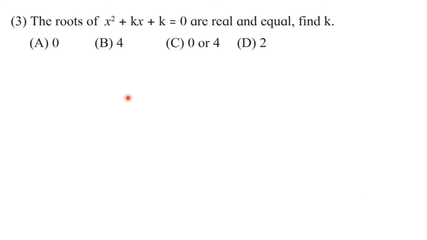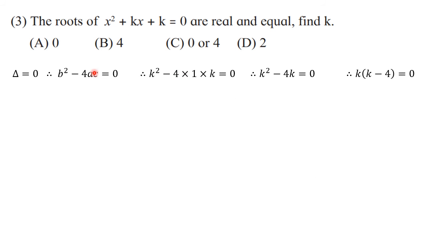Third one. The roots of x square plus kx plus k is equal to 0 are real and equal. Find k. The nature of the roots is given that the roots are real and equal. So immediately you should think of the discriminant delta. There are three possibilities for delta, and when the roots are real and equal, that time delta is equal to 0. That means b square minus 4ac is equal to 0. So here b is k, square minus 4 into a is 1 into c is k. So 4 into 1 into k. So k square minus 4k is equal to 0.